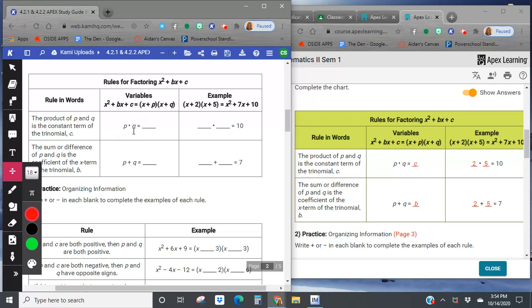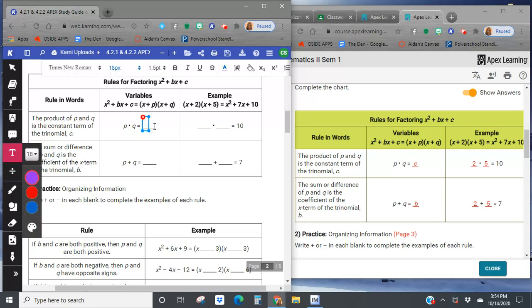So let's go test this out. p times q. What number times what number equals c? And then we want, for example, in this one, what are the p and what are the q? They are 2 and 5. So 2 times 5 is what forms the 10 at the end. So this end number here and this end number here form the constant. So in this case with numbers, 2 times 5 equals the 10.